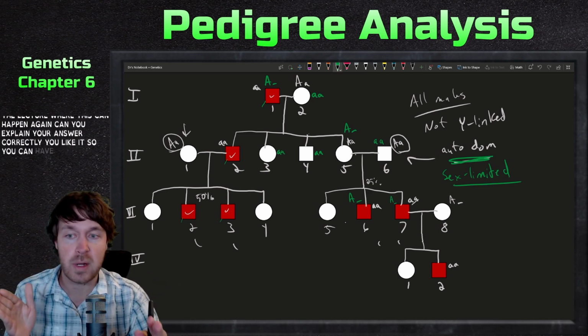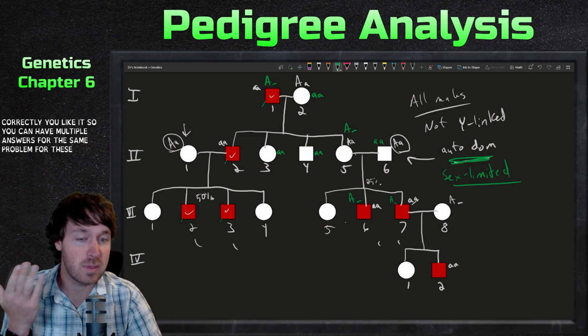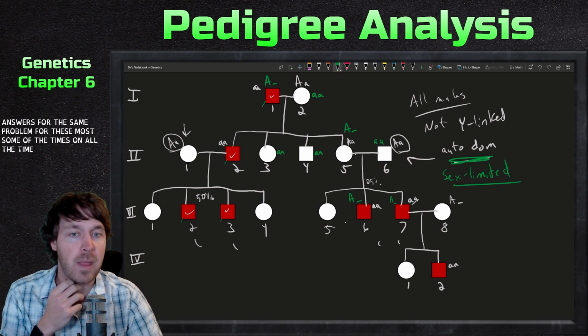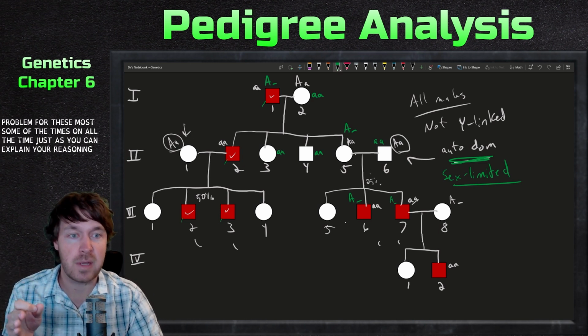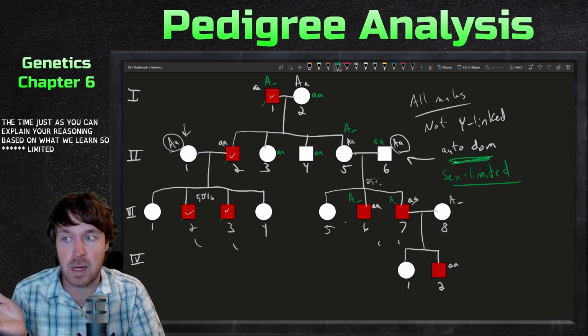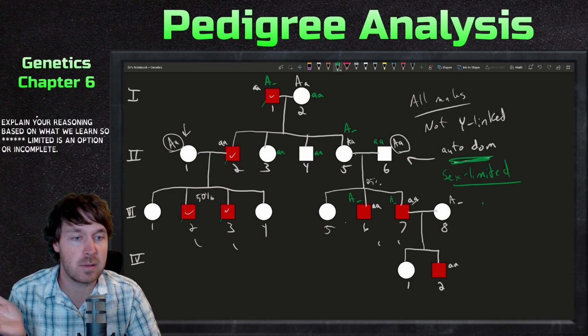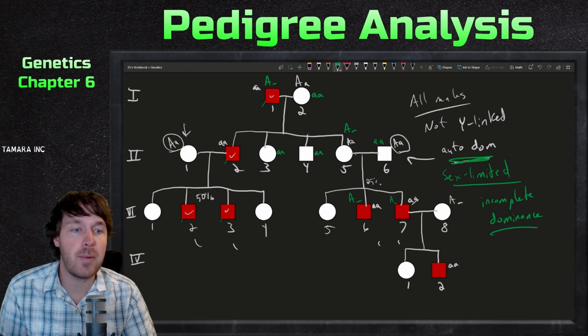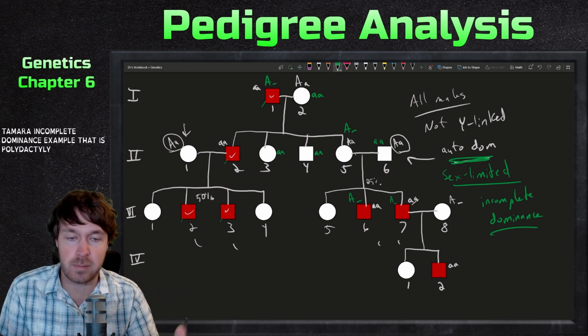Like I said, you can have multiple answers for the same problem for these, some of the times, not all the time, just as long as you can explain your reasoning based on what we learned. So sex limited is an option, or incomplete dominance. Remember what incomplete dominance is? An example of that is polydactylism, for multiple fingers and toes.